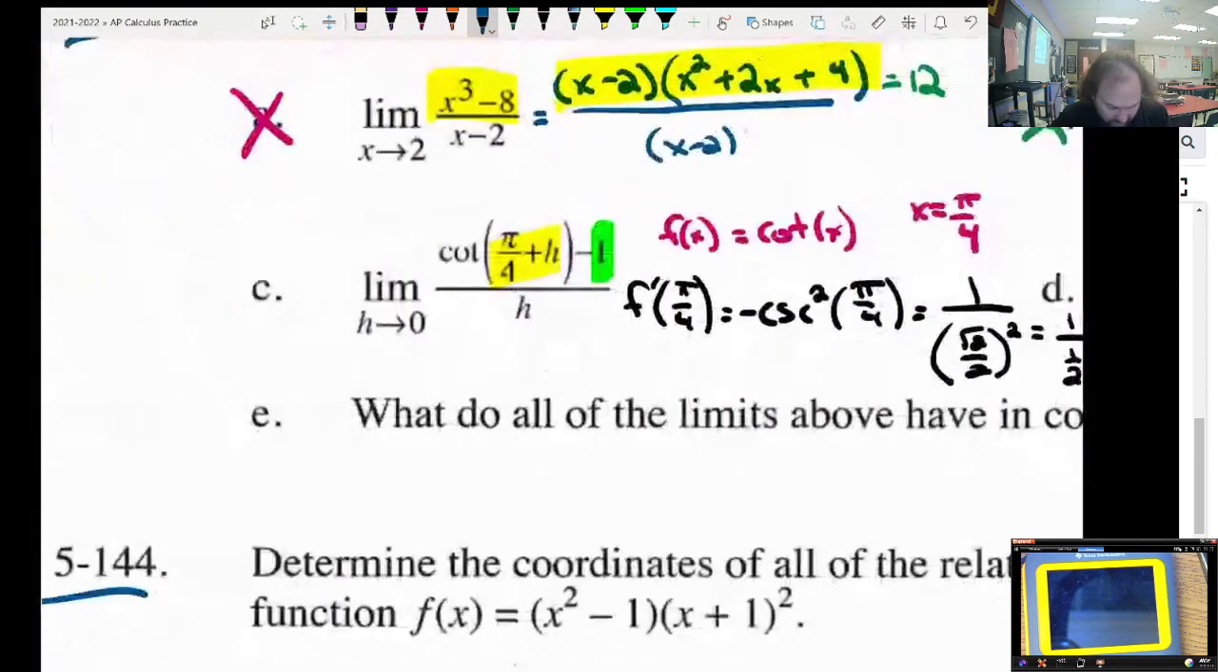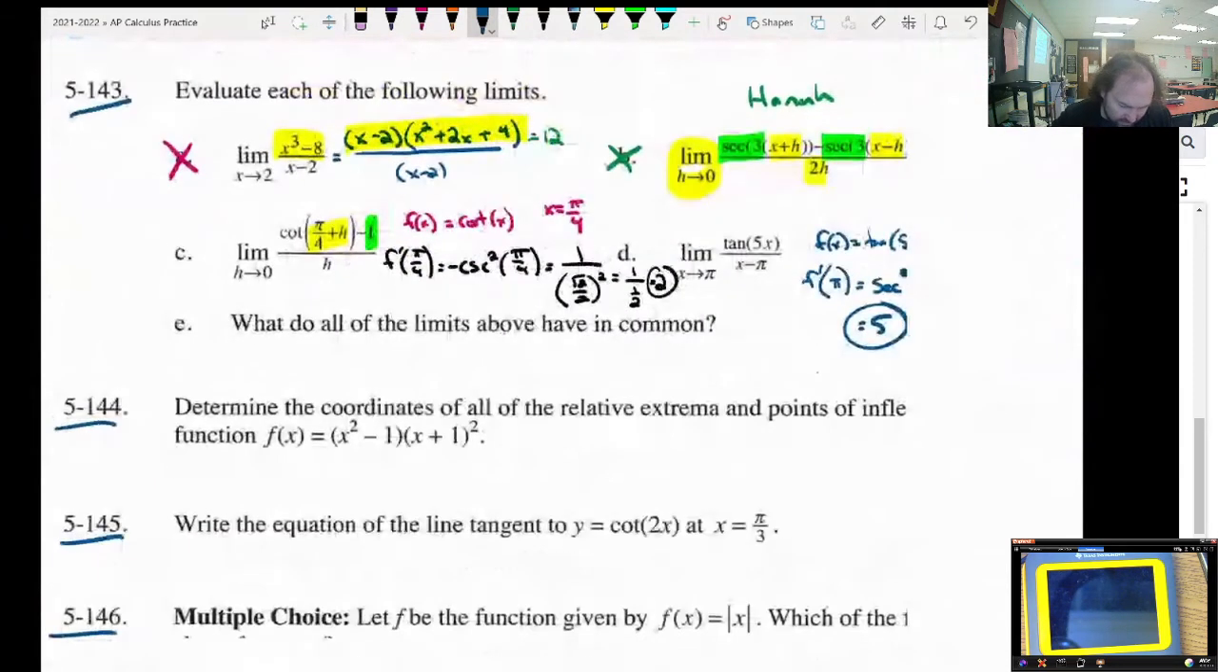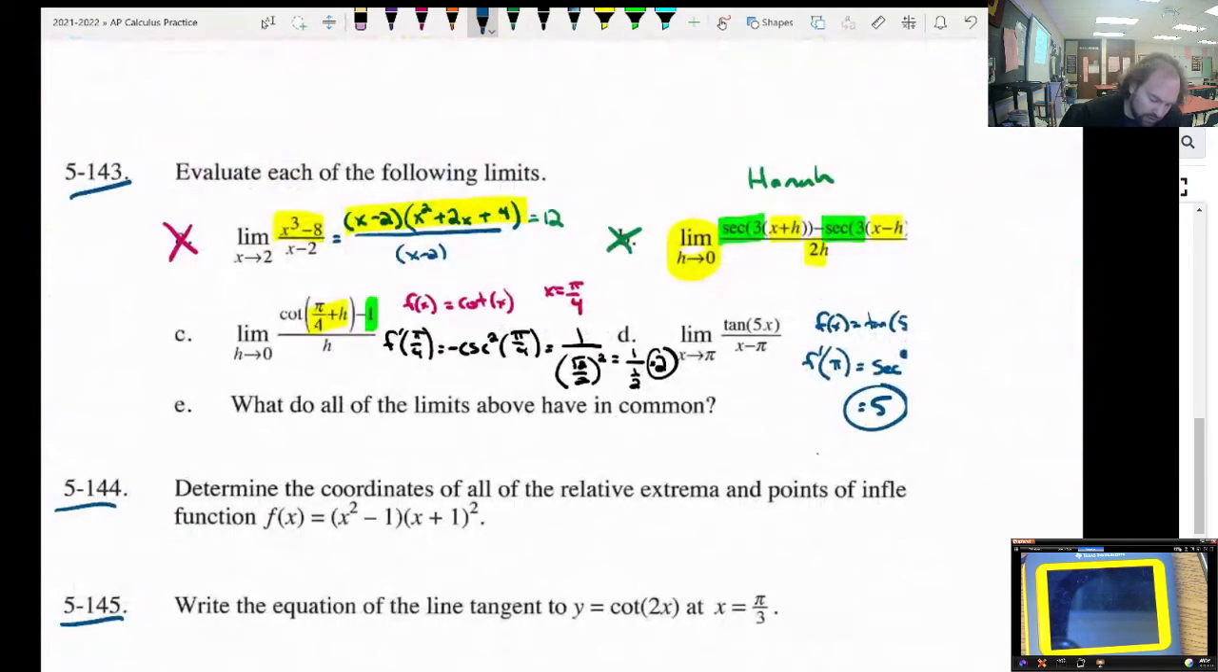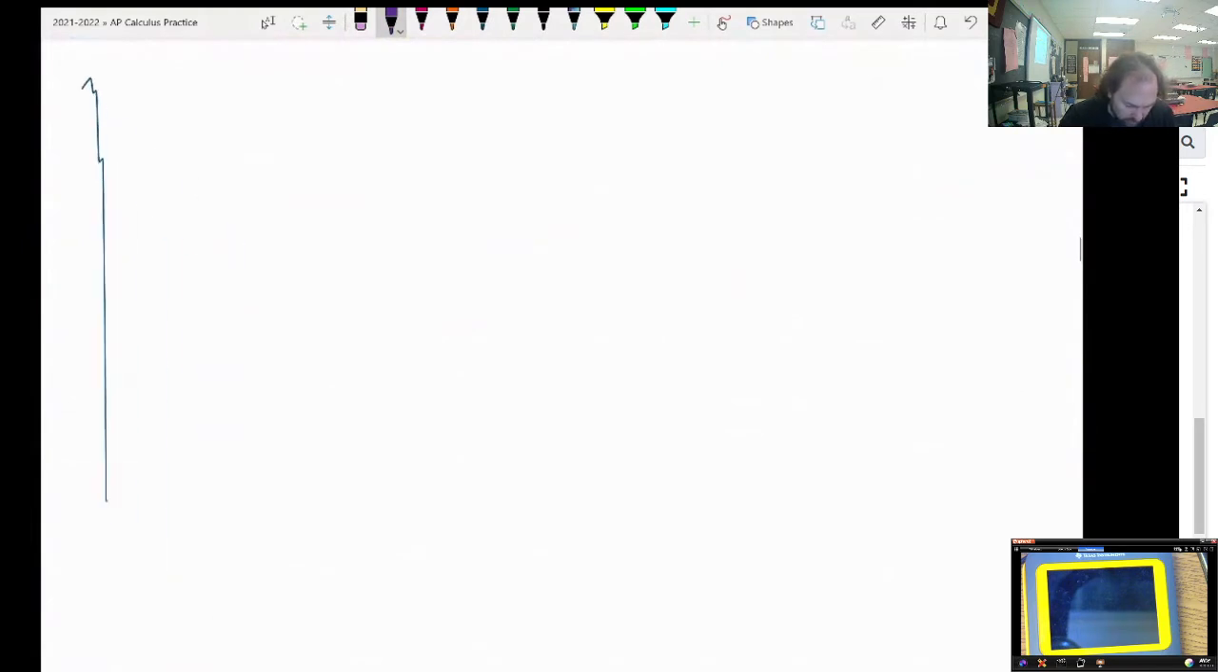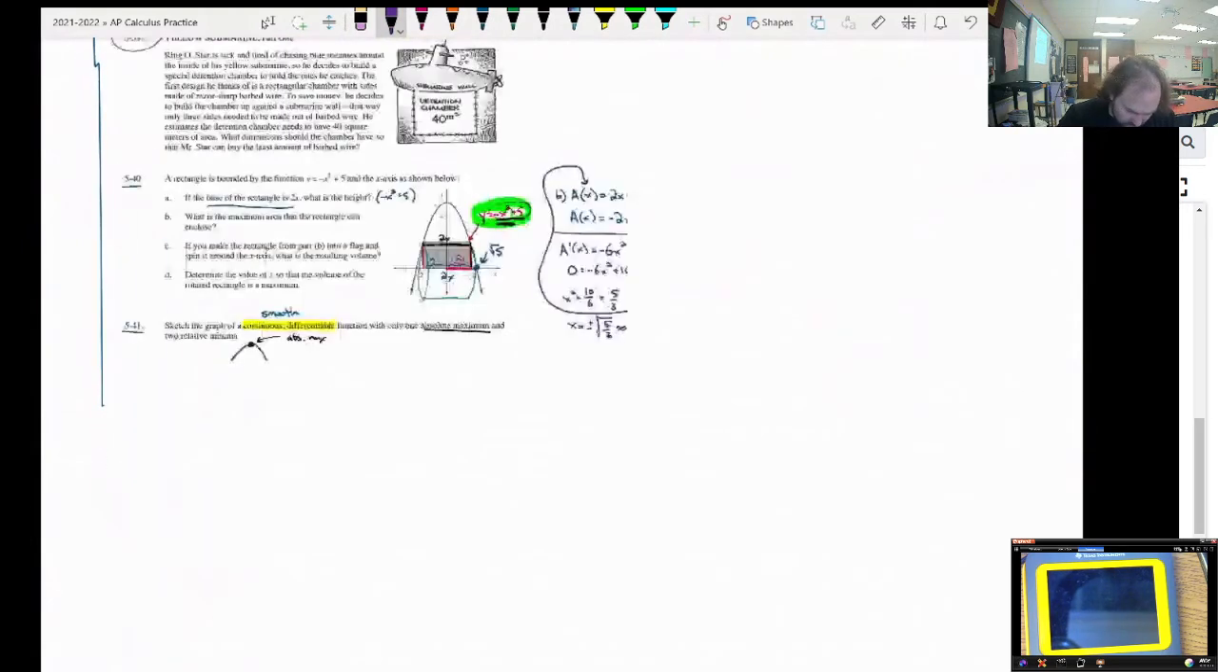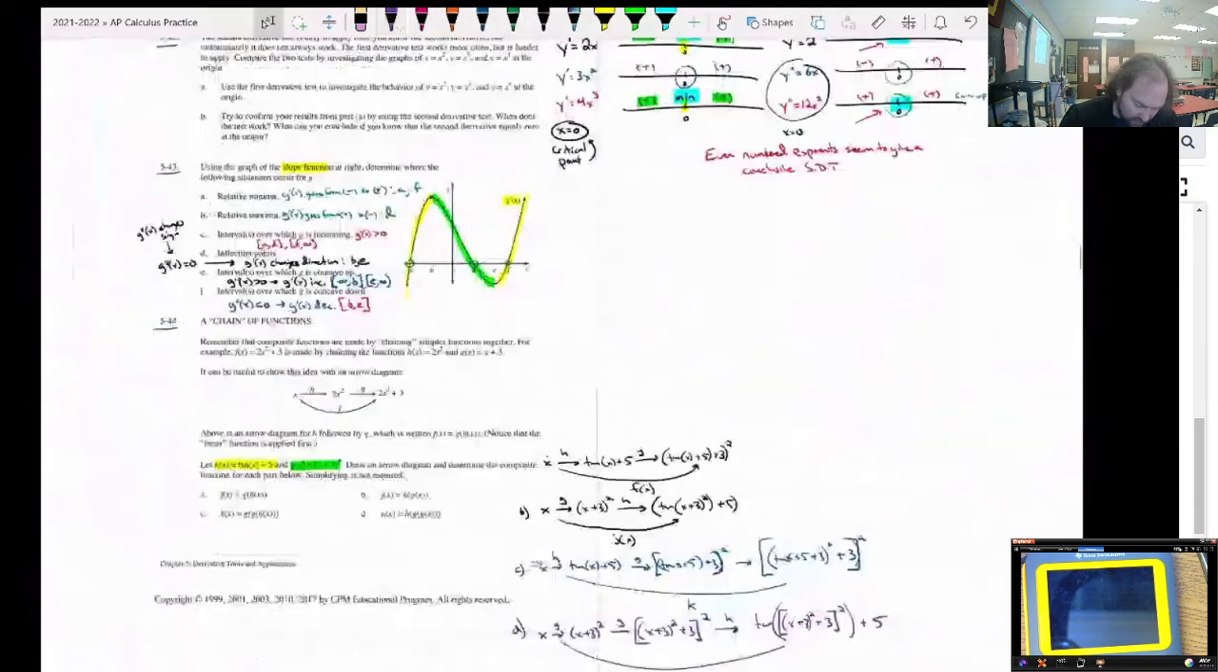Okay, next question. What do all the limits above have in common? Okay. All right, I withdraw my recommendation on this problem. Oh, no, what happened? Whoa, I just drew a big line. Now I gotta find it again. Shoot.